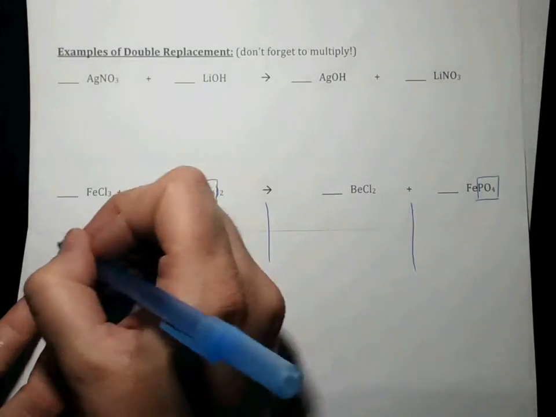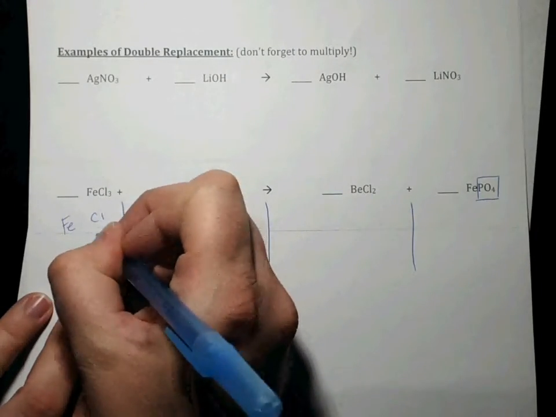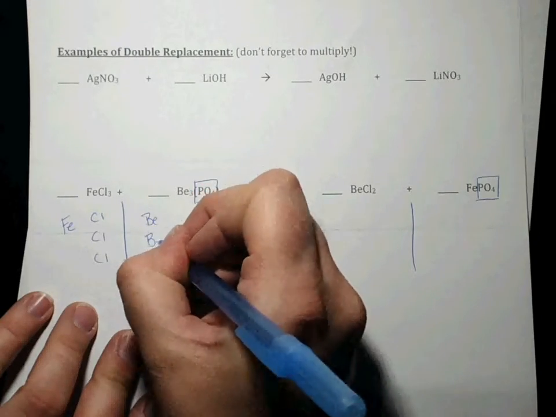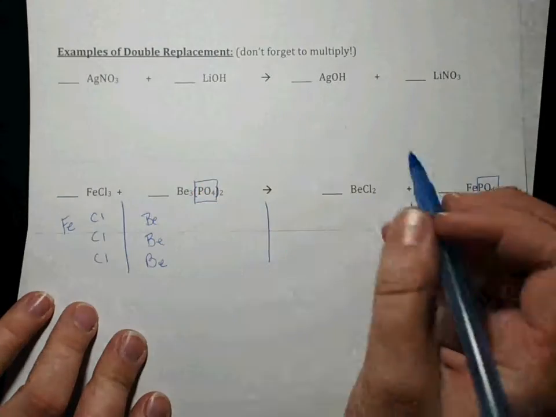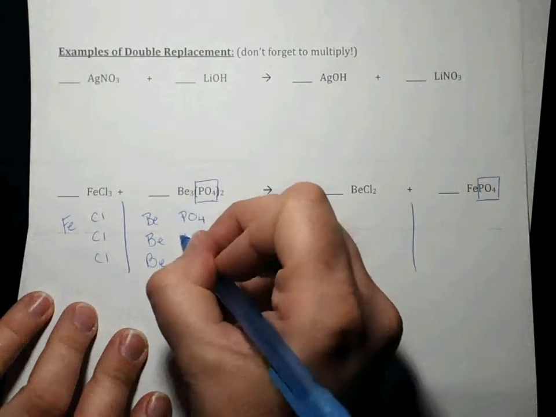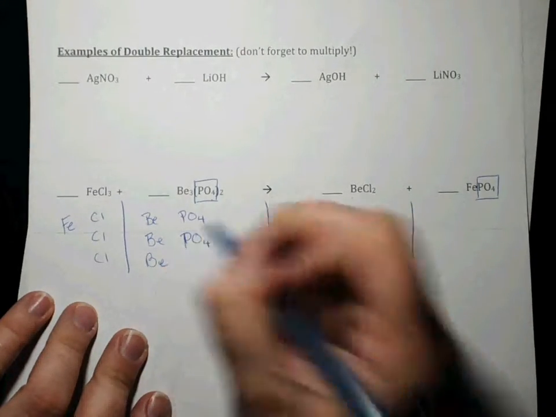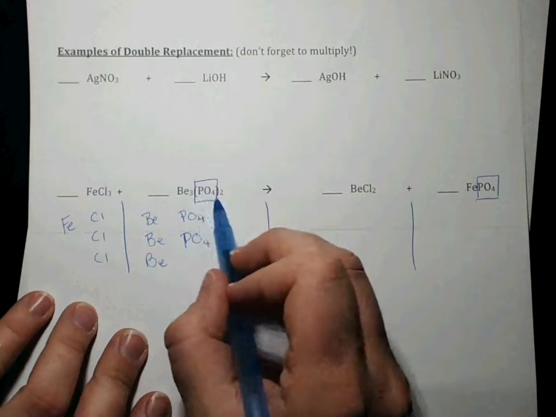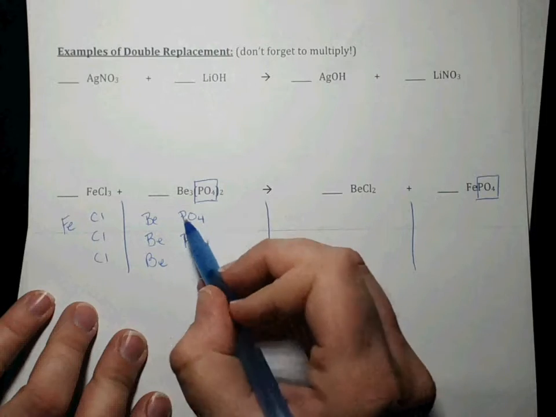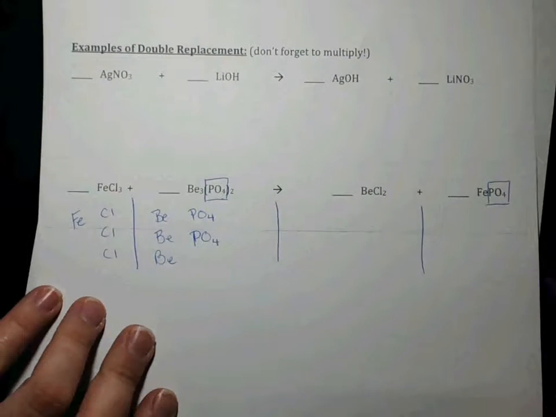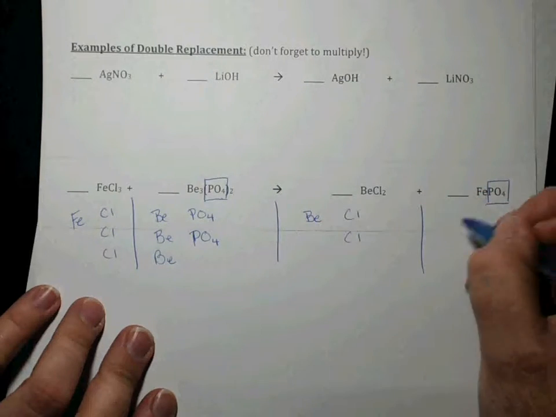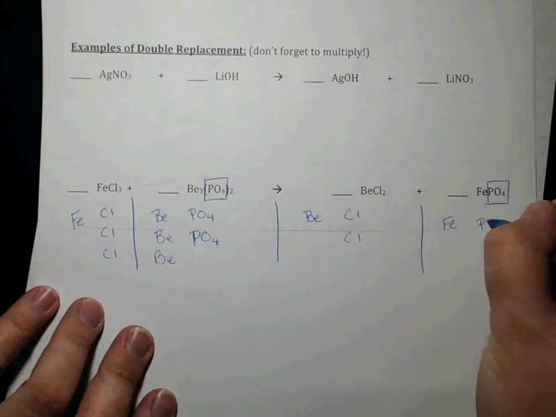So when we draw these, we have 1 iron and 3 chlorines. There are 3 beryllium here. And then these PO4s, that's called phosphate, those stay together as one chunk. PO4 is all one family, and we're not going to separate the family. So it says there are 2 of the family. We put 2 of them there. On the product side, 1 beryllium and 2 chlorines, 1 iron, and 1 phosphate.